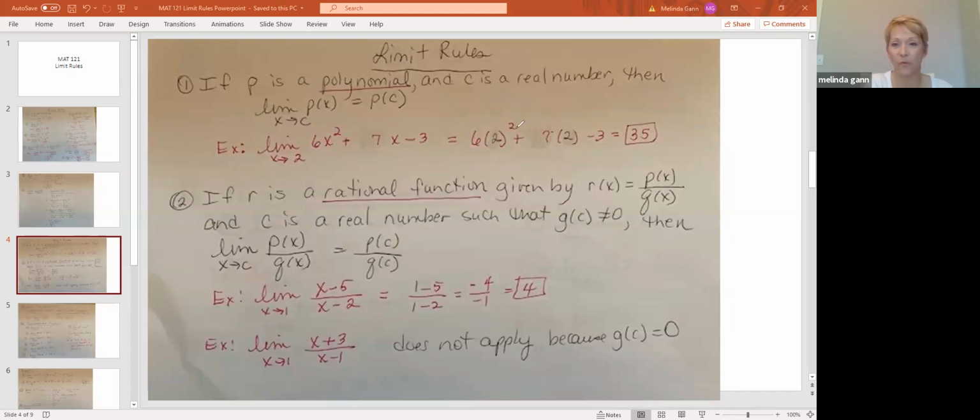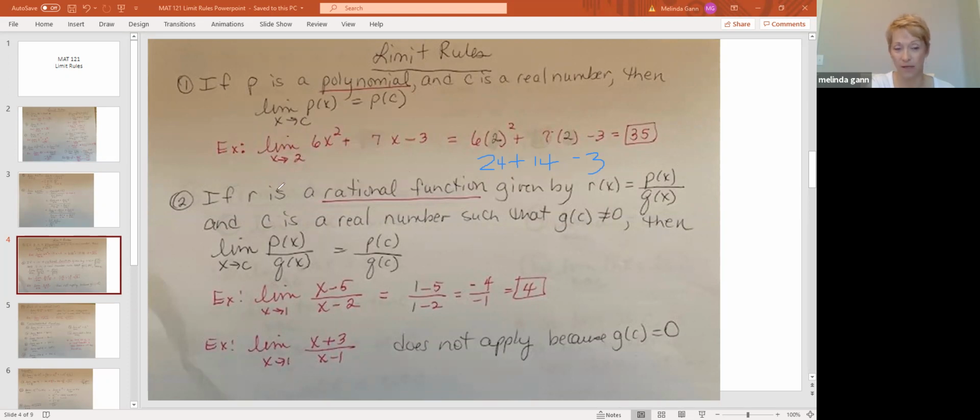And then I use my order of operations. 2 squared is 4. So 6 times 4 was 24. Okay, and then plus, we got to do multiplication. So I get a 14. All right, so that's going to give me 38. And when I subtract 3, that's where I got that 35. So as long as you've just got a long strung out polynomial, instead of going back and using all these rules here, you can just take that number and plug it in. Isn't that nice?